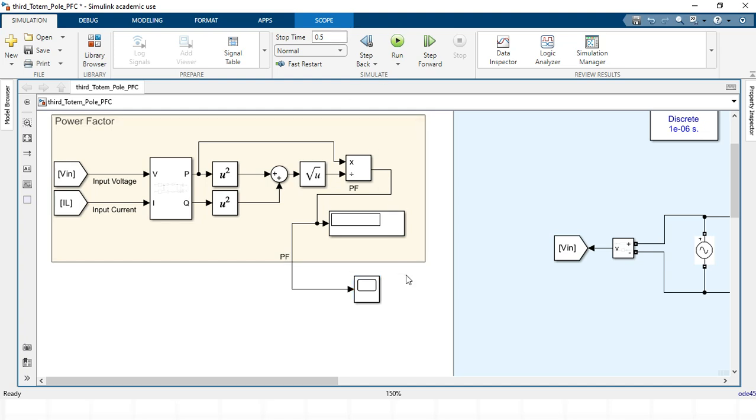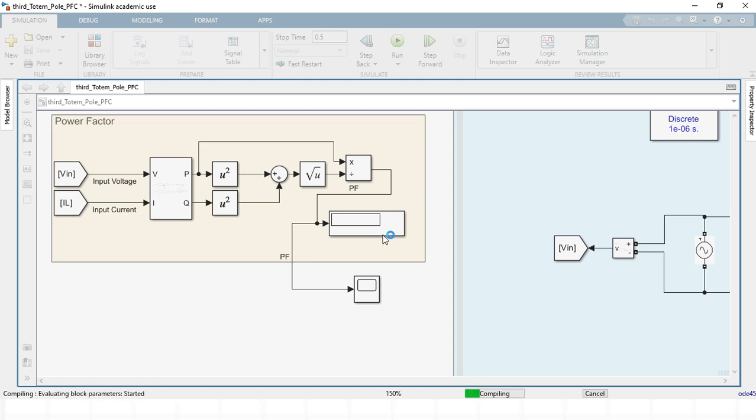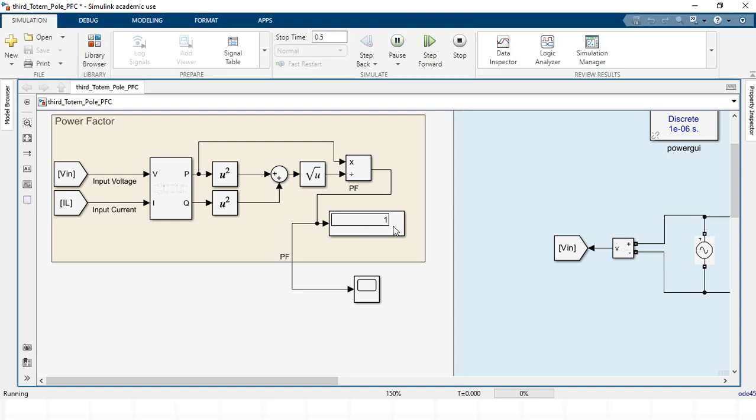I will simulate it once and show you. I am running the simulation. It is running, just wait a minute, and within a minute we will come to know the nature of the power factor. From the start you can see that the power factor is 0.999697. That is in the display.